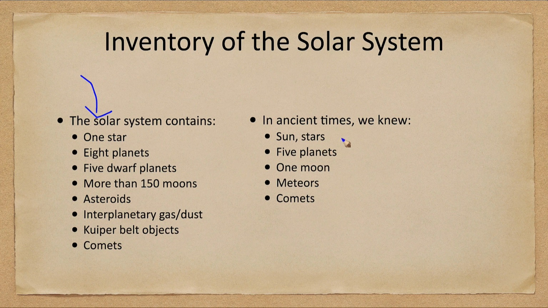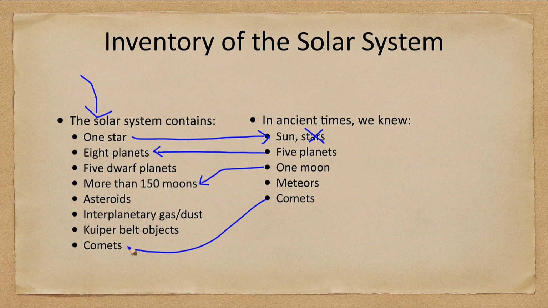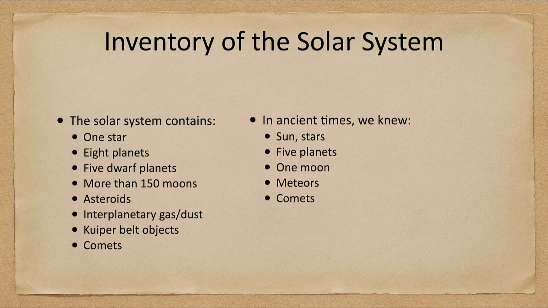Now, in ancient times, this was quite different. We thought that stars were part of the solar system, which we now know they aren't. The one star that is our sun. The number of planets has increased from 5 to 8. The one moon that was known has now multiplied to over 150. Meteors really are within our atmosphere. Comets were known, however. So you can see how many new things have been discovered since ancient times.